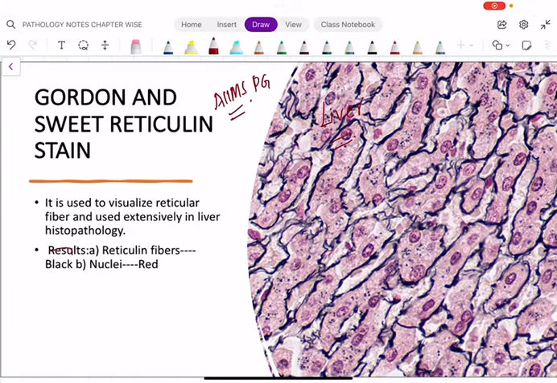Here the reticulin fibers will stain black and the nucleus will stain red. You can see the black structures; these are the reticulin fibers. What is the stain used? It is called the Gordon and Sweet reticulin staining. Both are names of scientists. Fine. Okay.